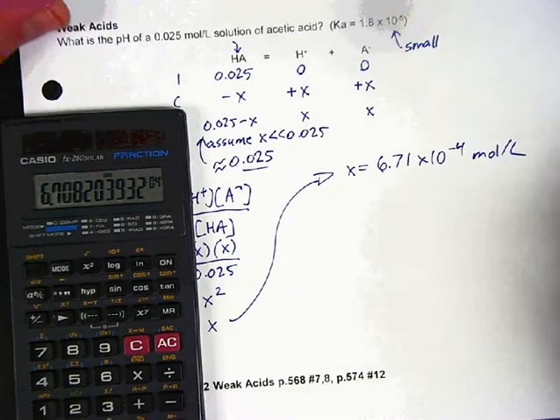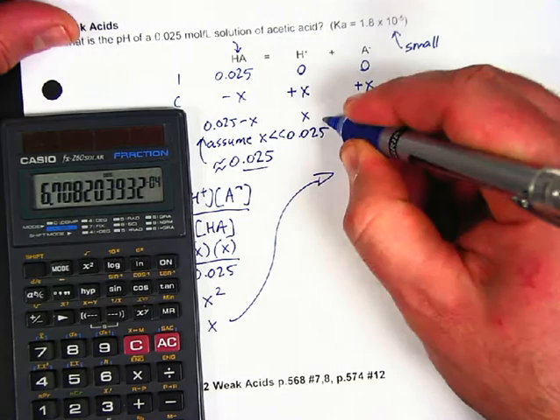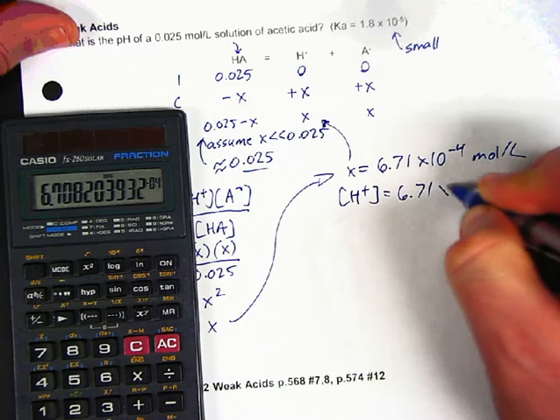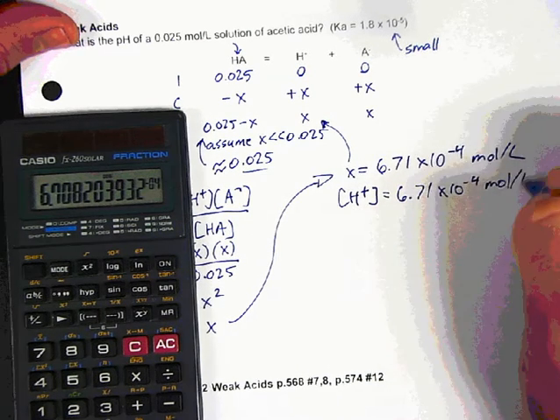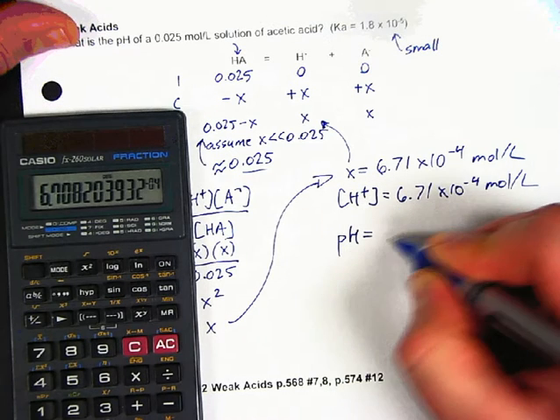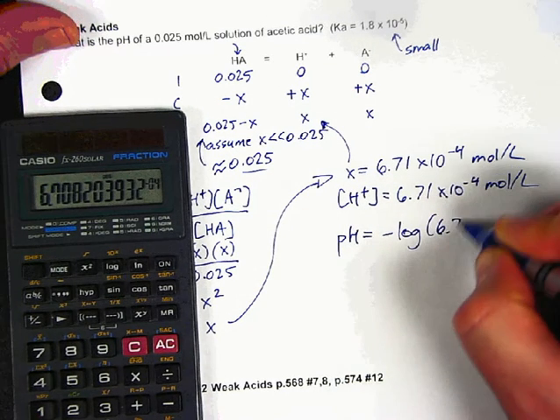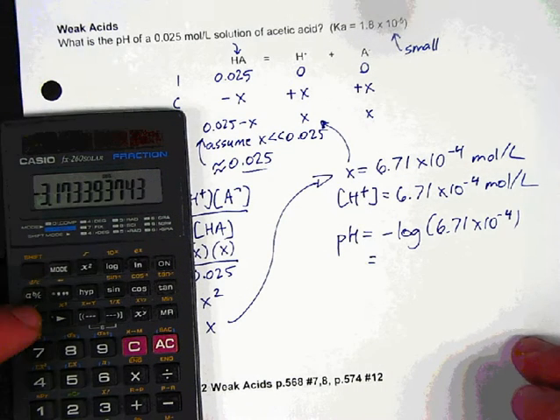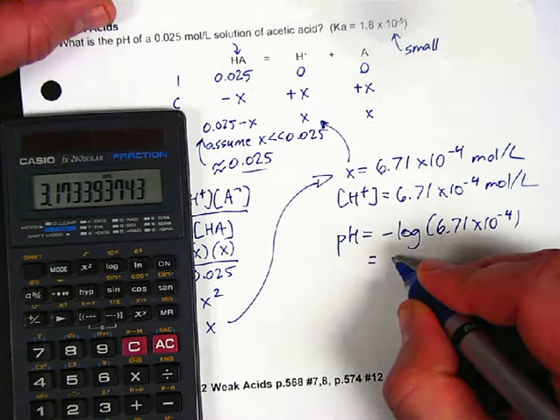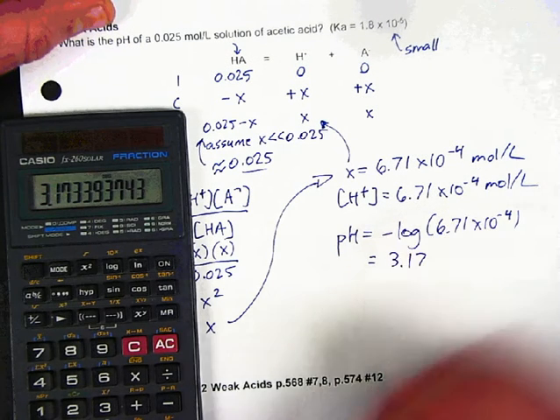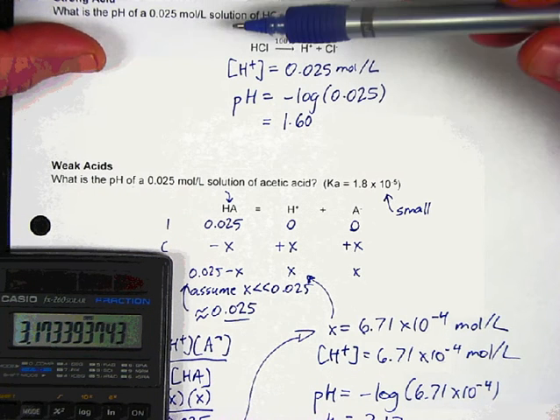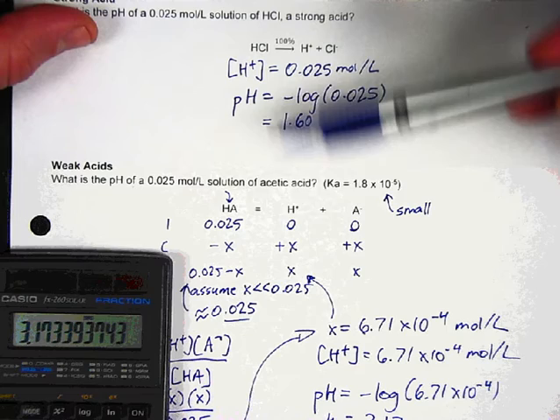Now, all we're really interested in is the H plus concentration, which is x. Once we know what the H plus concentration is, we can figure out what the pH is by taking the negative logarithm of the concentration. And so the new pH is 3.17. And this is significant because both these acid solutions are at the same concentration. If they were both strong acids, they would have the exact same pH.